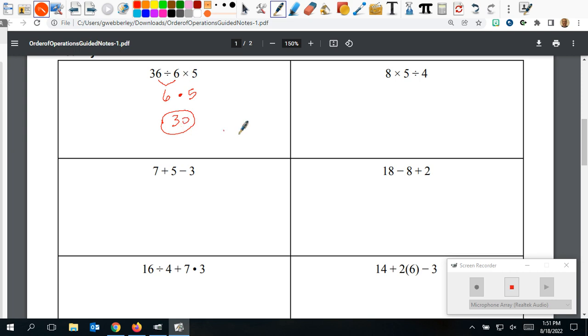All right, go ahead and try this next one over here, 8 times 5 divided by 4. See if you can get the right answer there. Do that one on your own.